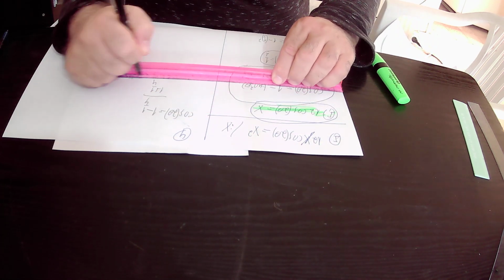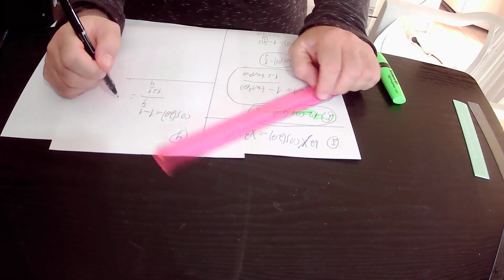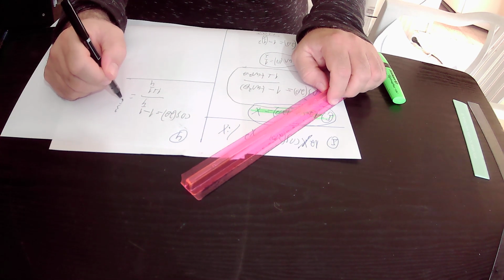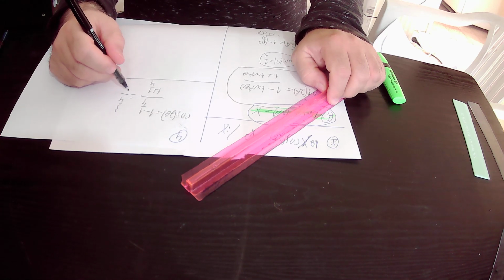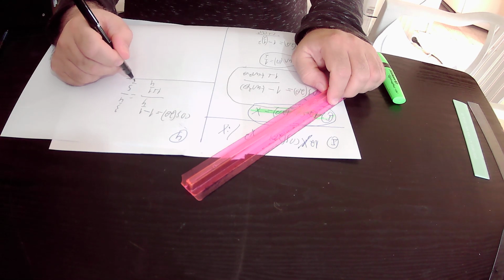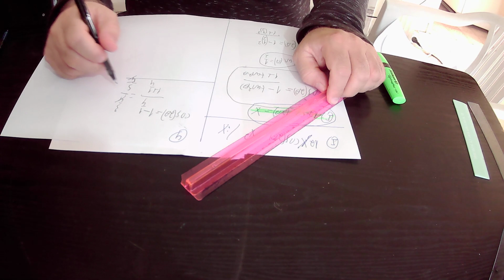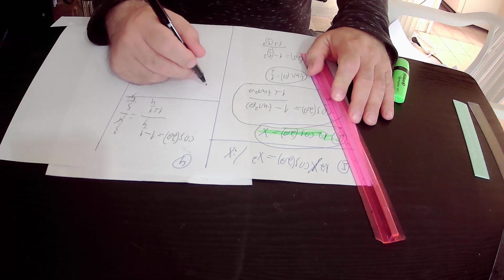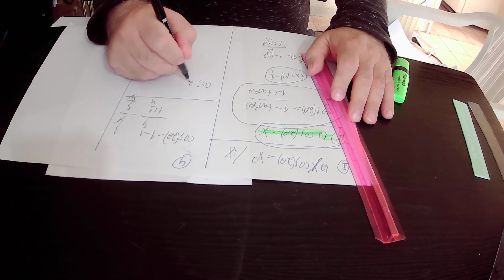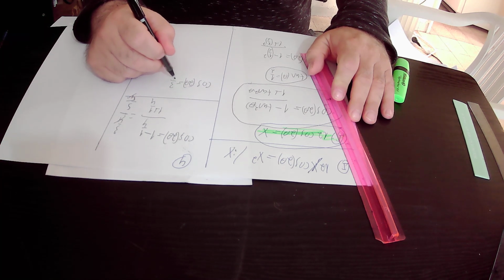Here 1 minus 1/4 is 3/4, and 1 plus 1/4 is 5/4. So here we have 4 in the numerator and 4 in the denominator, so 4 will get cancelled, and in conclusion, we found out that cosine 2 theta equals 3/5.